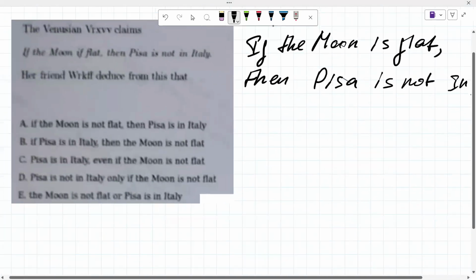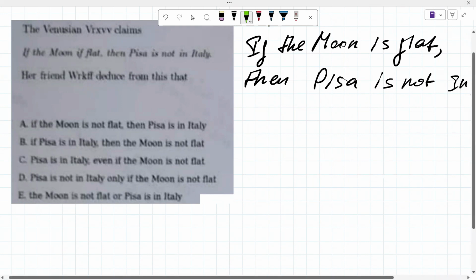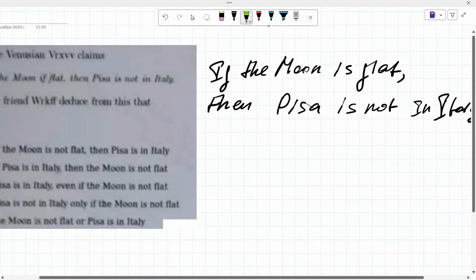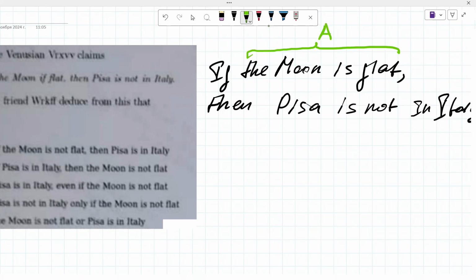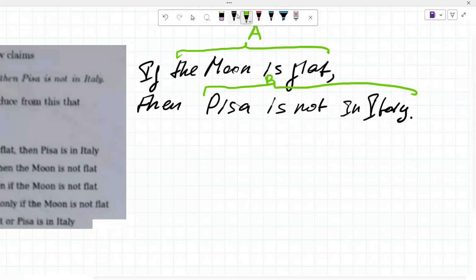Last week we were studying conditional statements, and this is a conditional statement because this is a complex statement that consists of two parts. The first part is the if part. In this case, it's the moon is flat. Let me denote it as A. And the second part is B. And what we have here is the conditional statement, if A, then B.